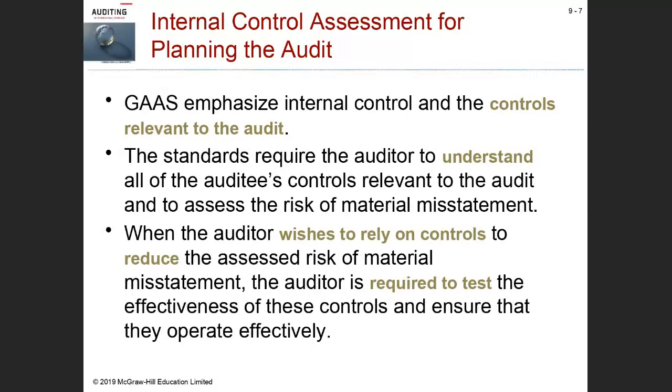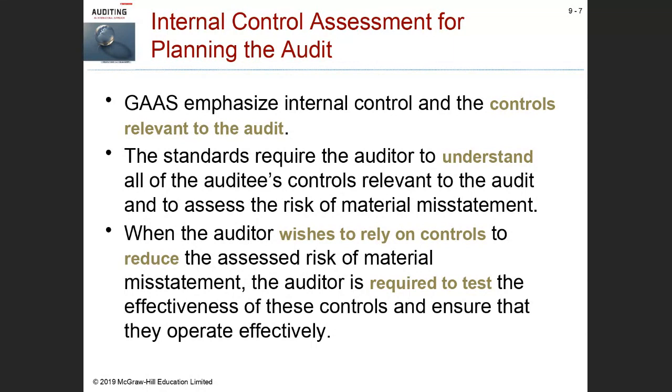Okay, the next PowerPoint talks about the fact generally accepted auditing standards emphasizes internal control and the controls relevant to the audit. I've mentioned this already today, that management may have many internal controls, hundreds of internal controls, but the auditor is only interested in the controls which are relevant to the audit. Which internal controls are relevant to the audit? The controls that are relevant are the ones that will reduce the risk of material misstatement. Which controls will reduce the risk of a material misstatement? The controls which ensure that management's assertions are valid and correct.